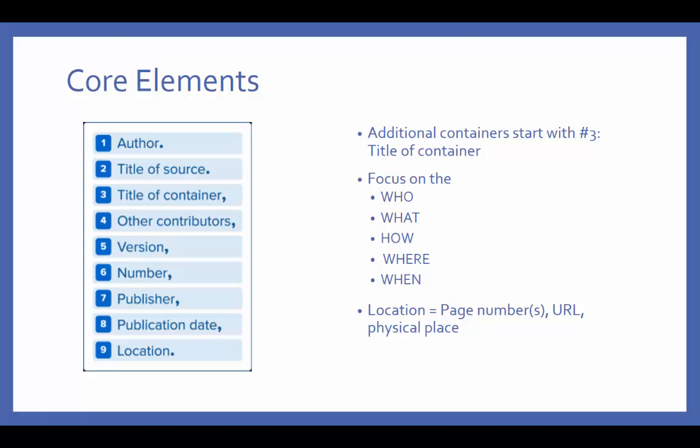If your source includes more than one container, each additional container will start with number 3, the title of the next container. Number 9, the location of the source, could be a page number, a URL, or a physical place. These elements focus on the who, what, how, where, and when of the source.